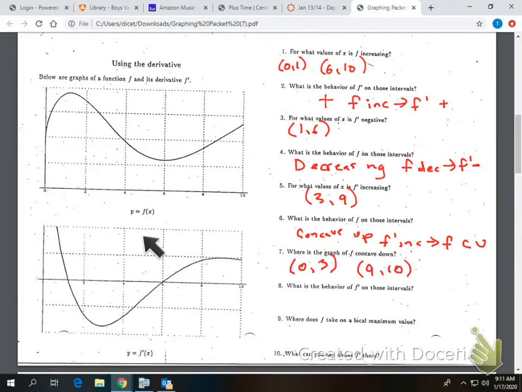What is the behavior of F prime in those intervals? F prime is decreasing, and from 9 to 10 it's decreasing as well. Okay? So it's decreasing. Which allows me to conclude if F prime is decreasing, F is what? Concave down.